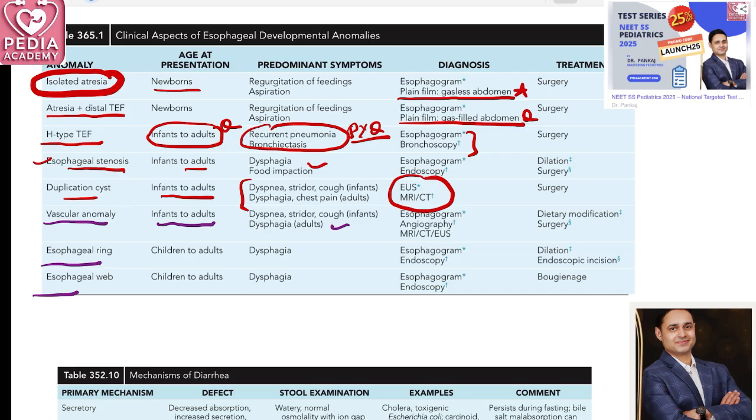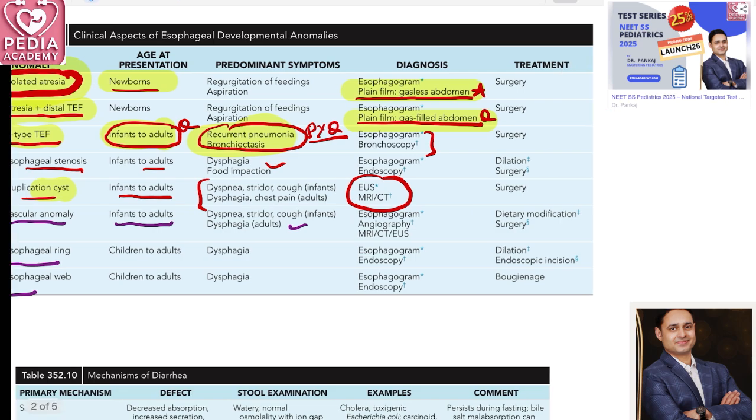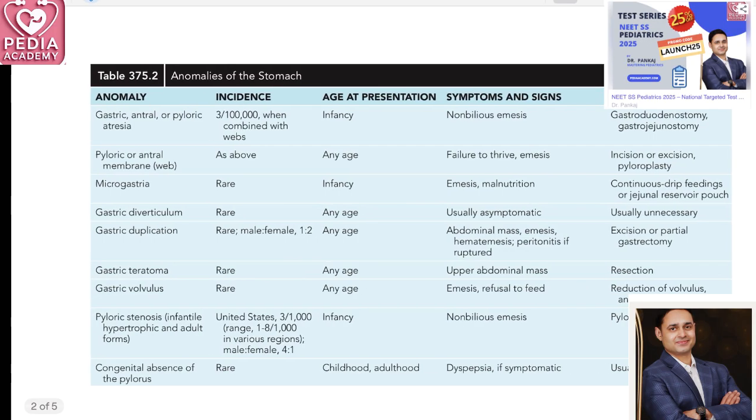So the key take home point in this slide is this: isolated atresia leads to regurgitation of feeding and aspiration. Age group is newborn, plain film showing gasless abdomen. Atresia plus distal TEF, plain film gas-filled abdomen. H-type presents late, infant to adult, with recurrent pneumonia and bronchiectasis, and other things like duplication cyst, vascular anomaly, esophageal ring, esophageal web are there. Okay, so moving forward to the next, anomalies of the stomach.